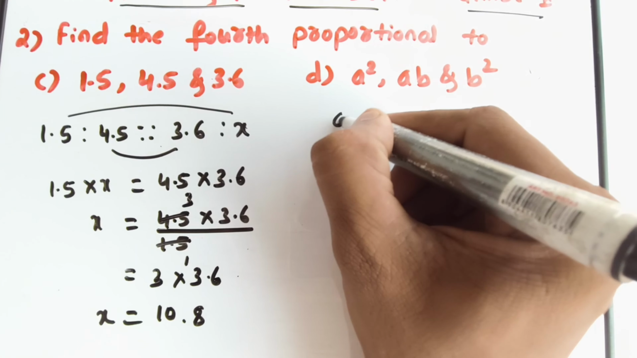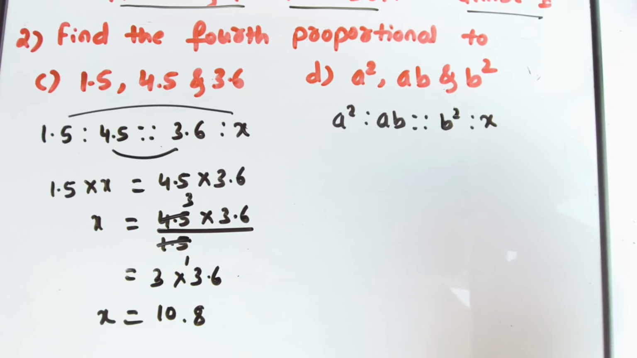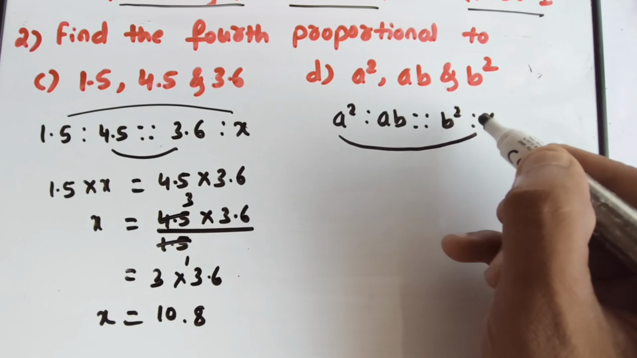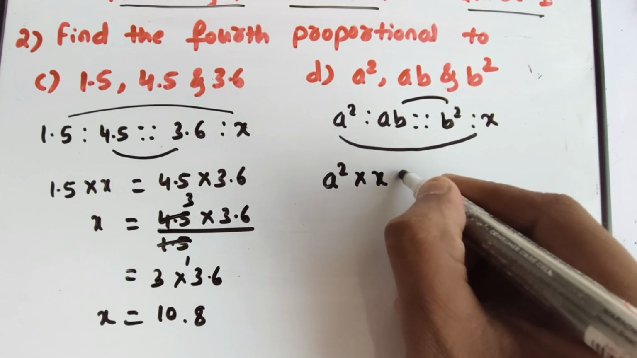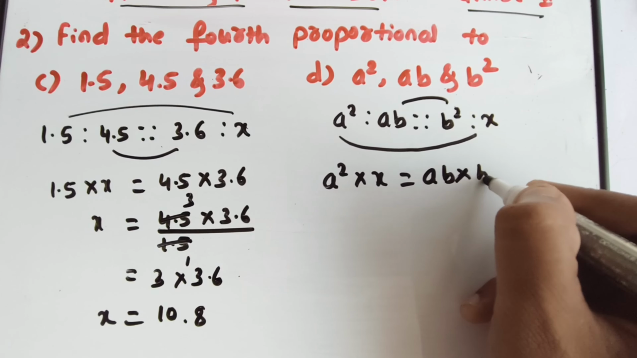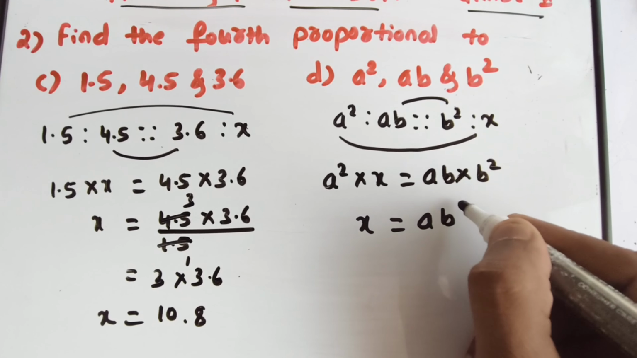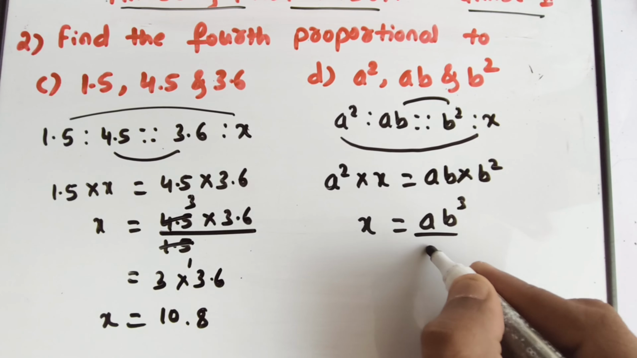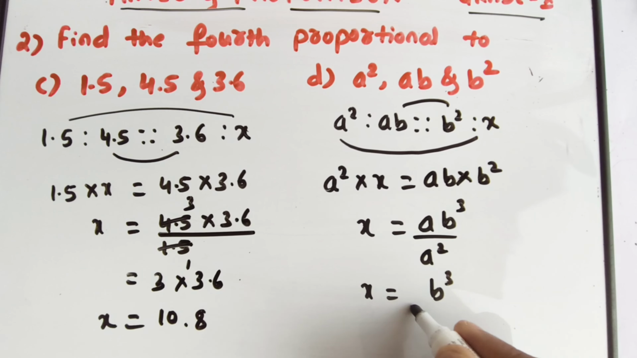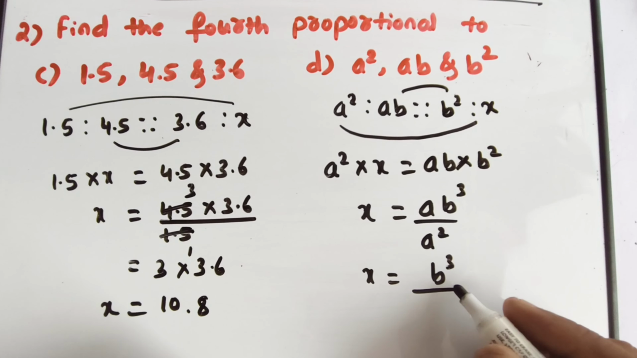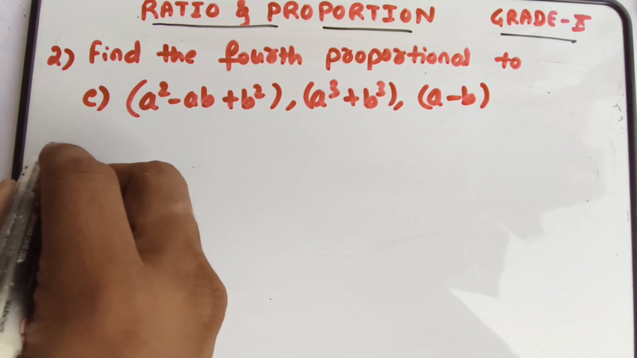Similarly, find the fourth proportional to a square ratio ab proportion b square ratio x. Again, find the value of x here. Multiply the extremes and means, that is a square into x is equal to ab into b square. Make x alone. x is equal to ab into b square, that is ab cube divided by a square. In the numerator, a can cancel with the denominator, b cube by a. The value of x, the fourth proportional, is b cube divided by a.